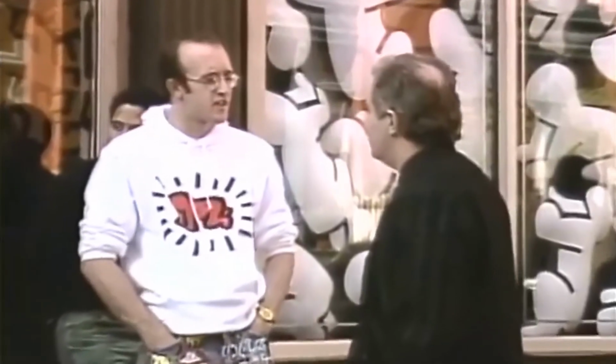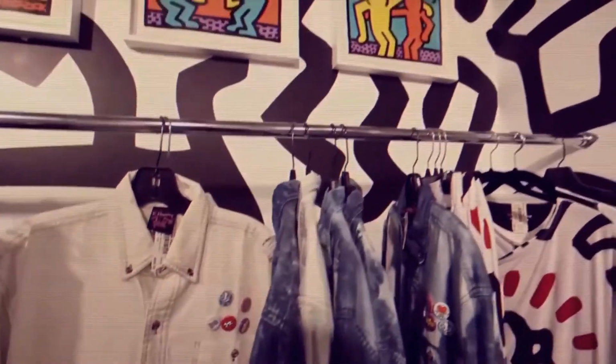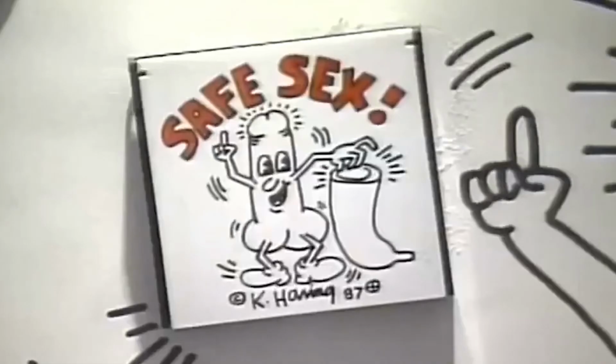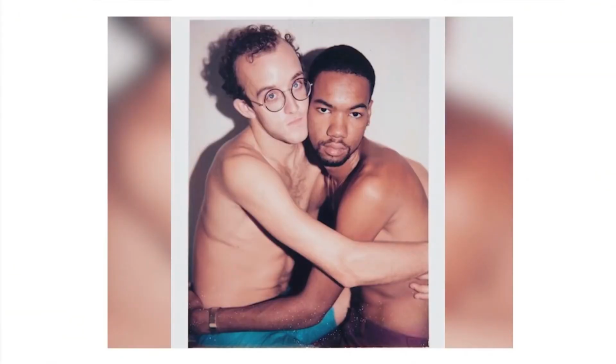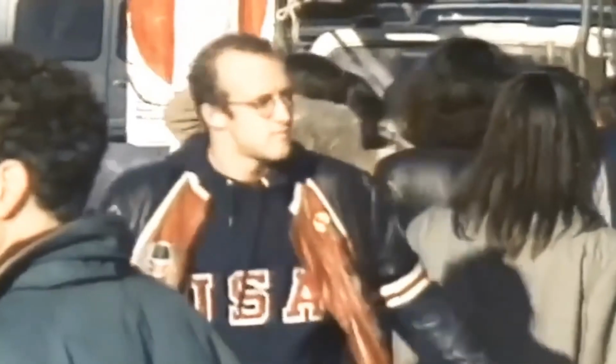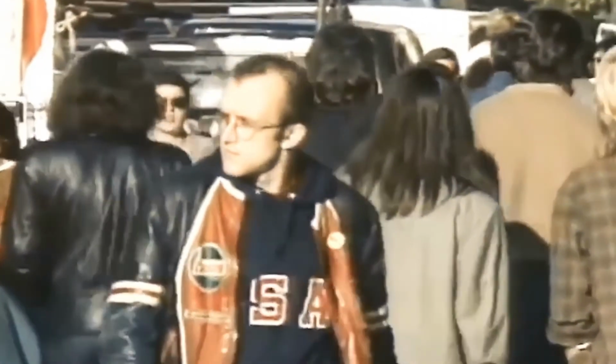He went on to open a retail store called Pop Shop in New York City's Soho neighborhood in 1986, which sold posters, t-shirts, and other affordable items featuring Haring's signature designs. He was known to be openly gay and promoted safe sex throughout his career, which made his diagnosis of AIDS in 1988 even more of a shock.